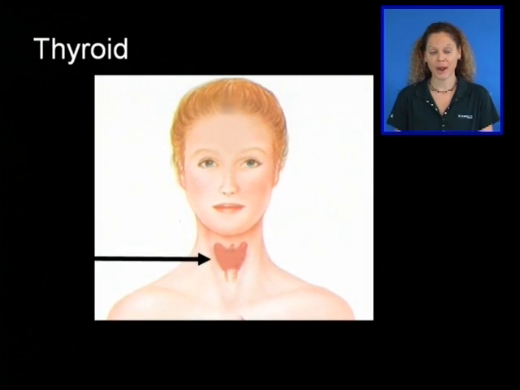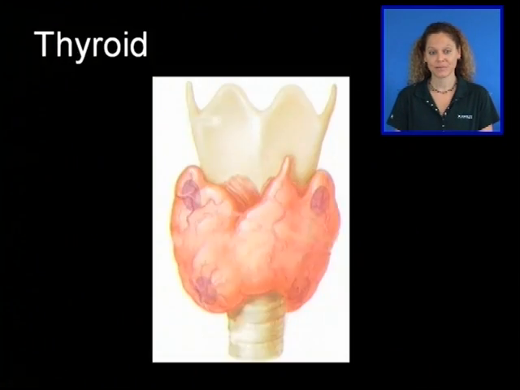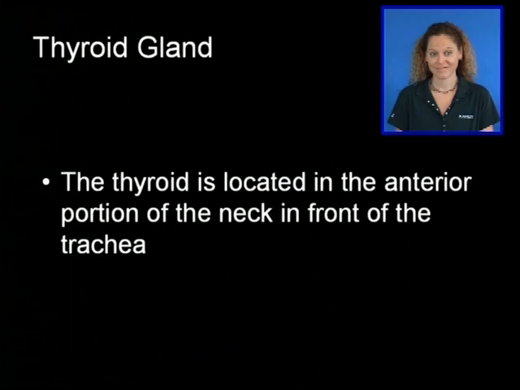Here's a picture of the thyroid gland. It is located in the anterior portion of the neck, in front of the trachea.